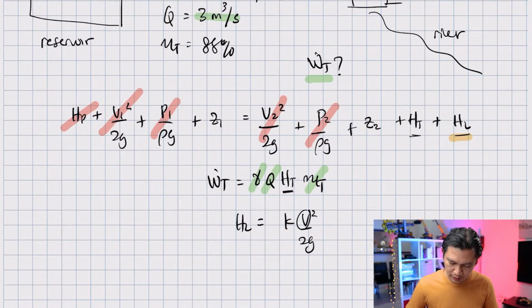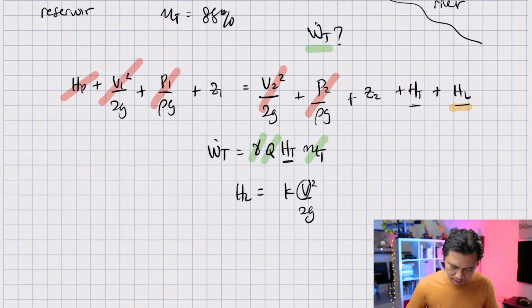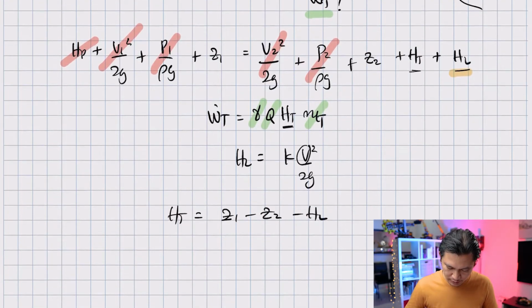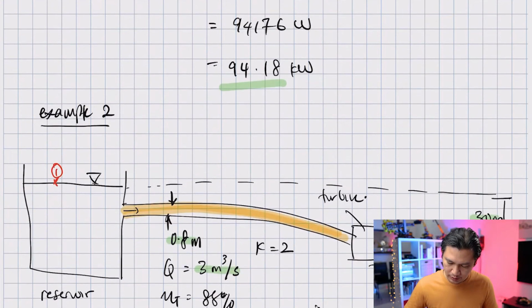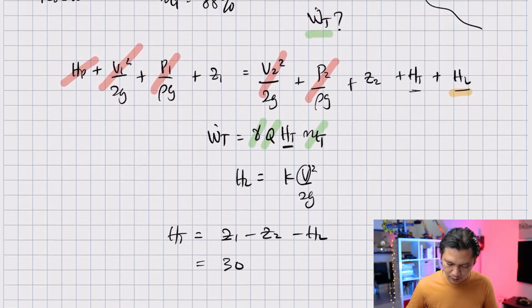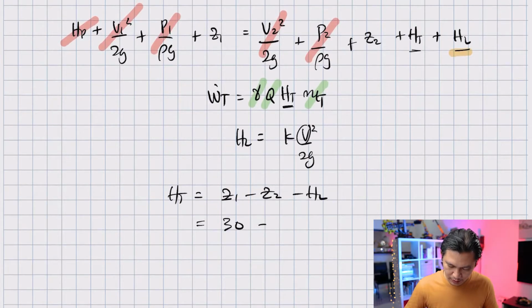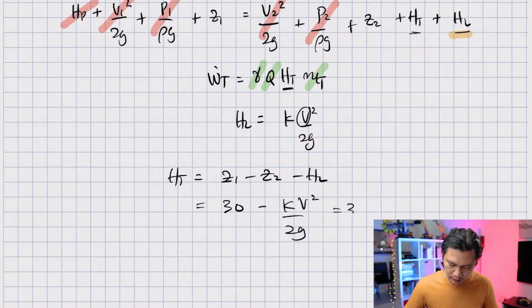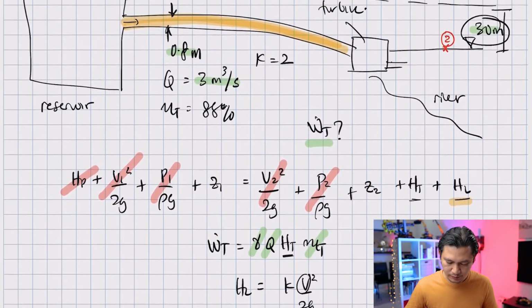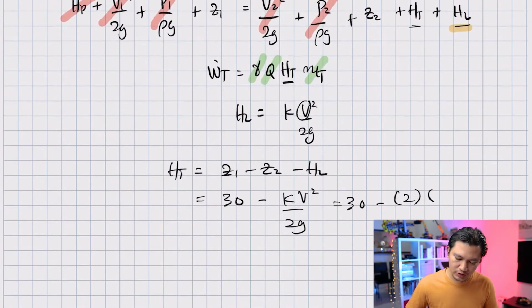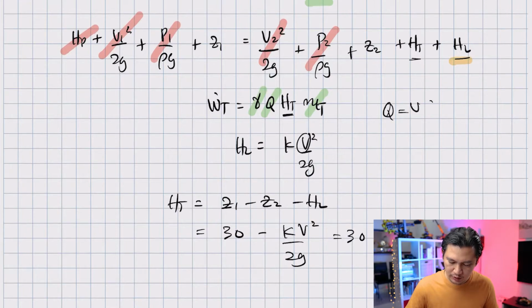Okay, so let's see what HT looks like now. HT is Z1 minus Z2 minus HL. And Z1 minus Z2, we know that this is 30 meter. And what about HL? This will be minus kV square over 2G. So this is 30 minus, K is 2. And V, what is V? We know that in order to get V, we need to use Q. So Q is velocity times area. Velocity is Q divided by area.